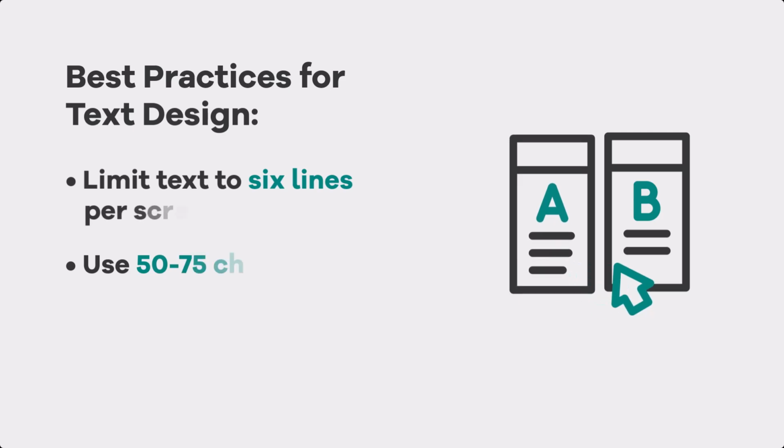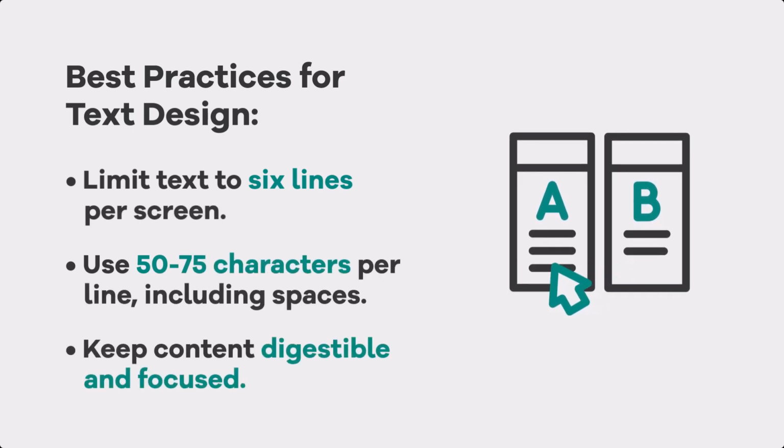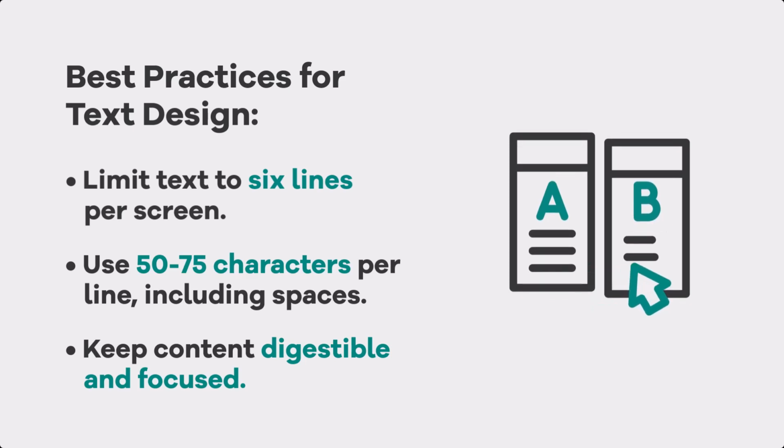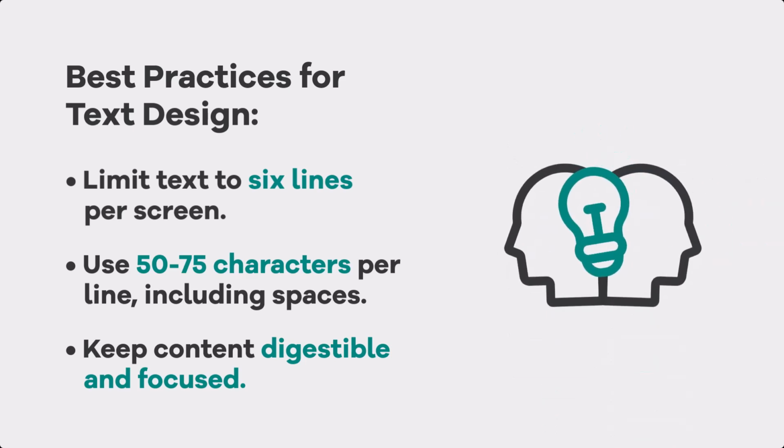Additionally, limit the amount of text on each screen to avoid cognitive overload. Aim for no more than 6 lines of text per slide, and ensure each line contains 50 to 75 characters, including spaces. This keeps content digestible and improves focus.